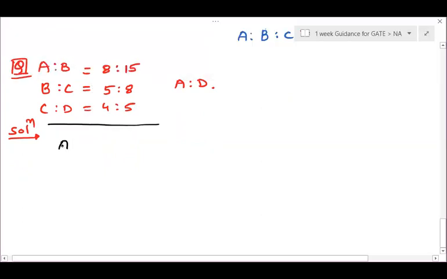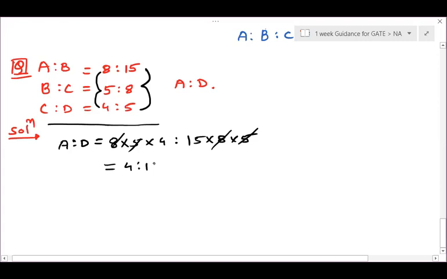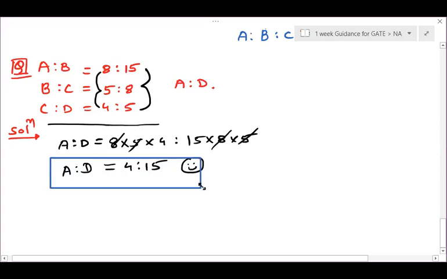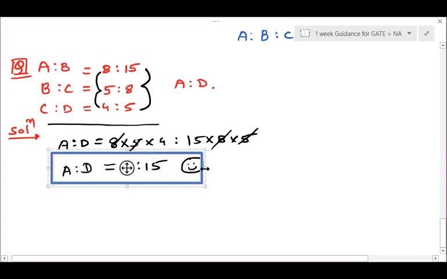Right? So A is to D will be 8 into 5 into 4. Now see over here. Don't multiply first. 8 into 5 into 4 is to 15 into 8 into 5. So this 8 into 5 will get directly cancelled or not? This will be 4 is to 15. Is it clear? Right. So A is to D directly 4 is to 15. Okay. So great.